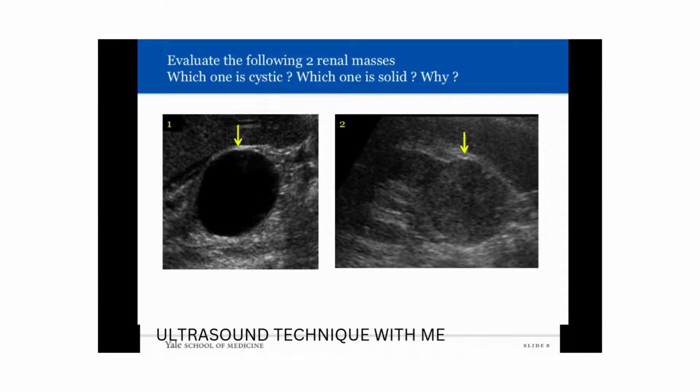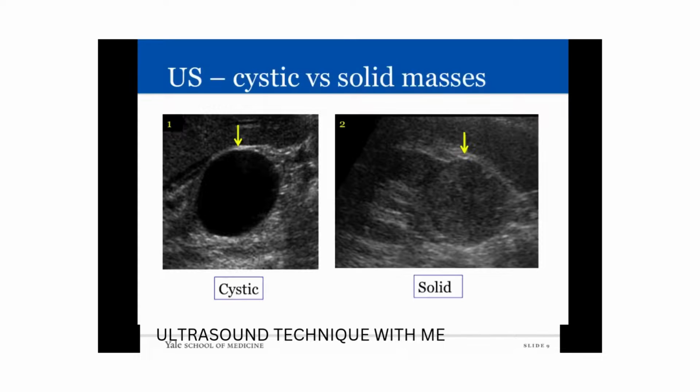So if you use those two concepts to evaluate this case, look at these two renal masses. Which one is cystic and which one is solid? And why do you think so? Well, as you may have guessed, this structure here is cystic while this one is solid. As the sound waves go through this structure, nothing gets reflected back from the structure itself, only from its interfaces or its peripheral borders. Therefore, there is no signal inside this structure, and therefore we know that it's something that is cystic.